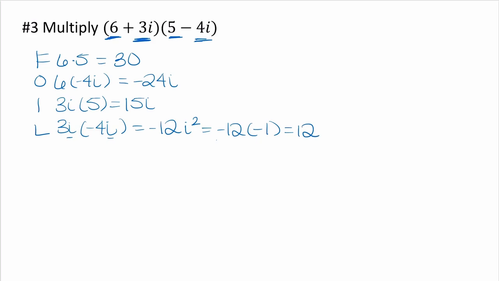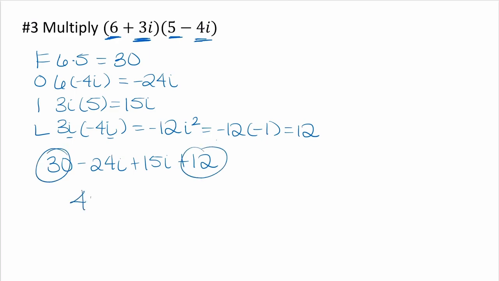So now in our final step, we're going to add up all our terms. So we have 30 minus 24i plus 15i, and then plus 12. Remember, we want to combine our like terms. So 30 plus 12 gives me 42. And then I have minus 24i plus 15i, which gives us minus 9i. So this is now my final answer, 42 minus 9i. And hopefully that should help you do the Unit 5 test part 2.